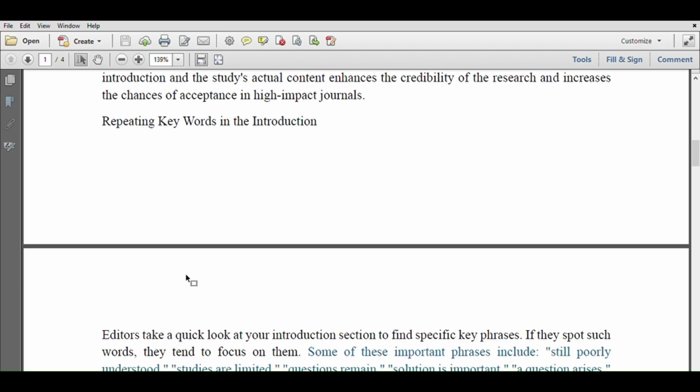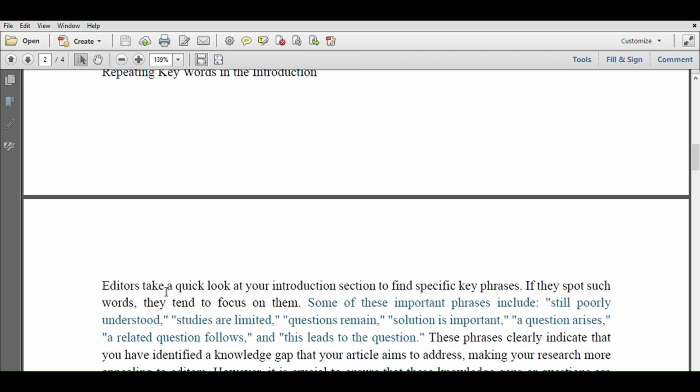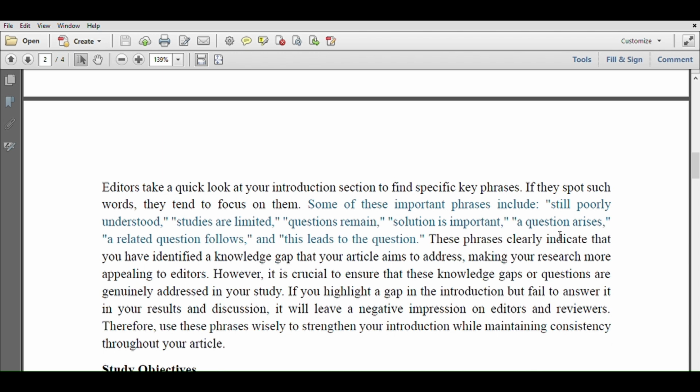Repeating keywords in the introduction. Editors take a quick look at your introduction section to find specific key phrases. If they spot such words, they tend to focus on them. Some of these important phrases include: still poorly understood, studies are limited, questions remain, solution is important, a question arises, a related question follows, and this leads to the question.